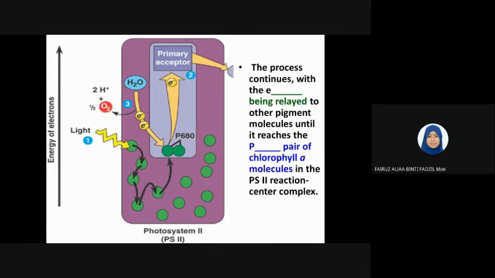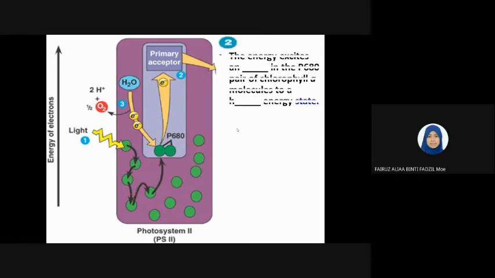Next, the process continues with the energy being relayed. Energy is being relayed to other pigments until it reaches the P680, a pair of chlorophyll A. Okay, then the energy excites electrons in the P680 pair of chlorophyll A molecules to a higher energy state.